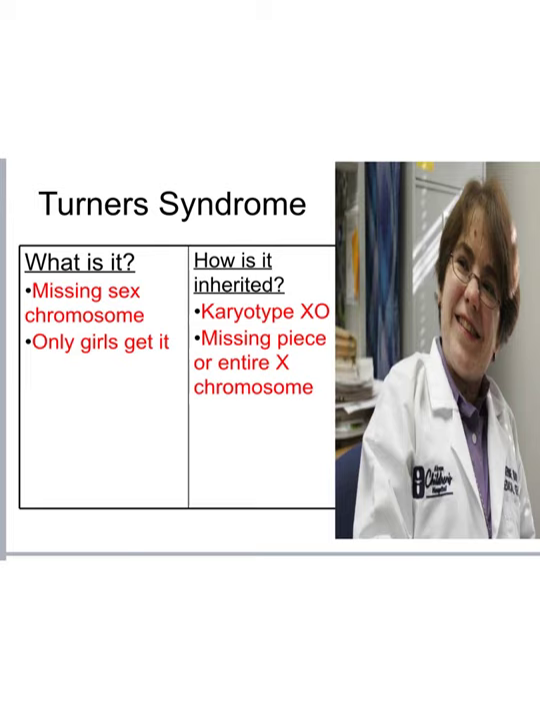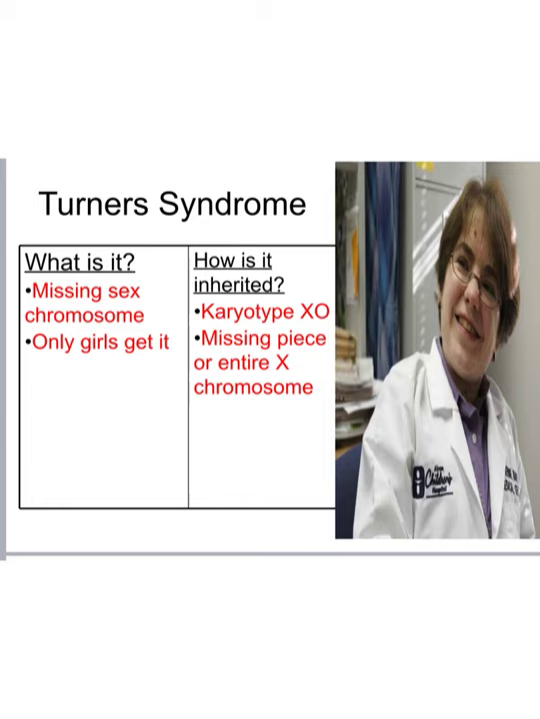Our 5th genetic disorder is Turner syndrome. Turner syndrome is a disorder where it only occurs in girls. So if a girl gets it, they're called a Turner's girl. And the problem is they are missing a sex chromosome. Girls are supposed to be XX. Well, in Turner syndrome, their karyotype is XO. And that O represents that there is no X. It's just an X. They don't have XX.